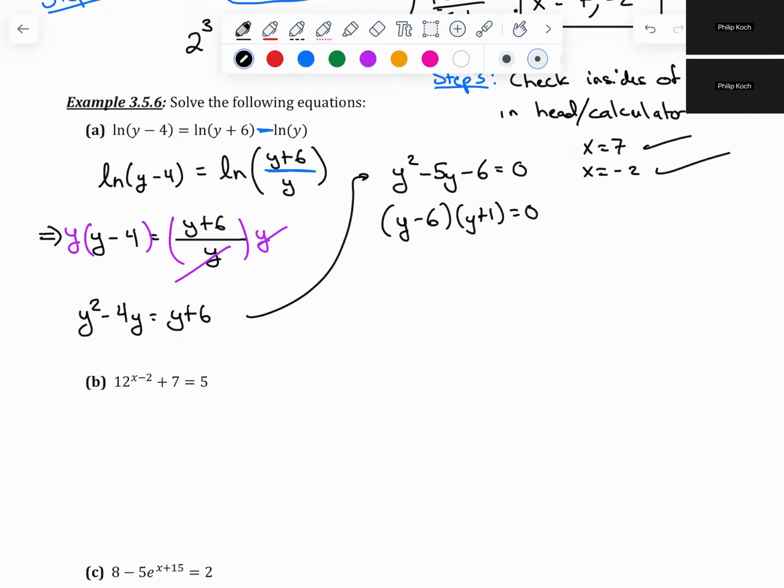which gives me the possible solutions. y equals 6 and -1, but you'll find out that -1 does not work. If you plug that into the first thing, you immediately see that it doesn't work. Natural log of -1 minus 4, that's natural log of -5, it doesn't exist. So the answer is just y equals 6 only.